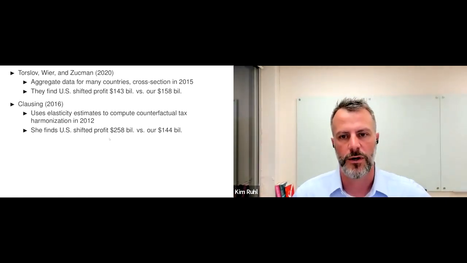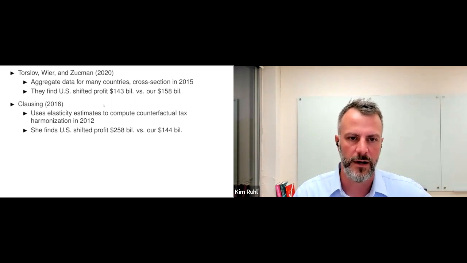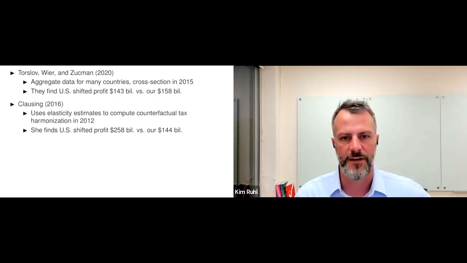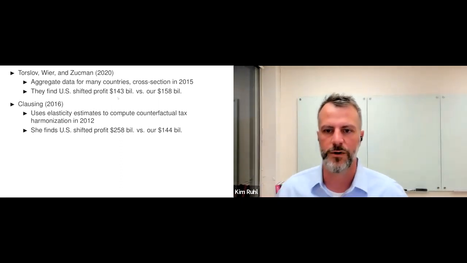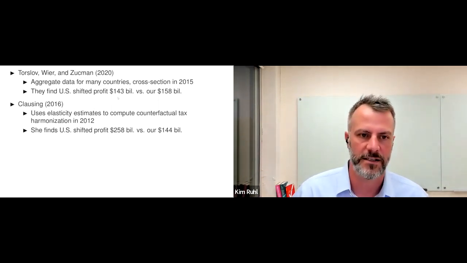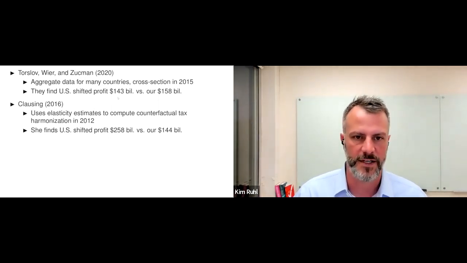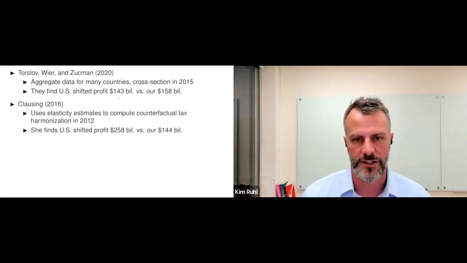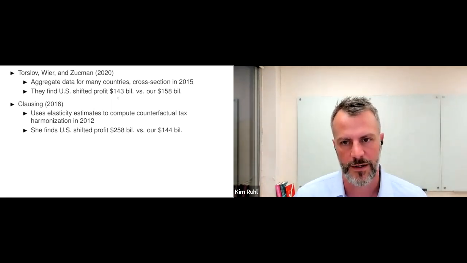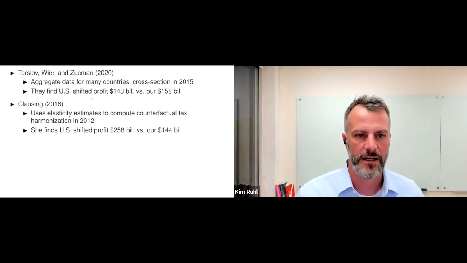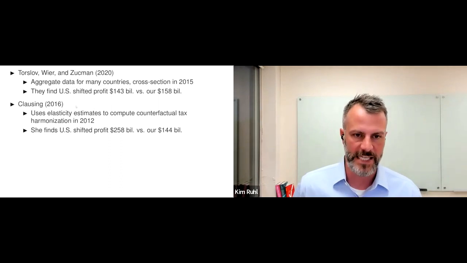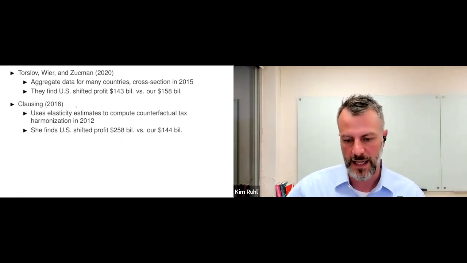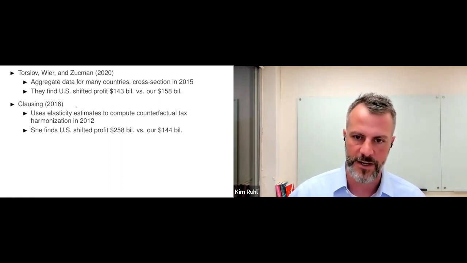The original work shows in 2015. So comparing their number for the United States with ours, they find about $143 billion in 2015 versus our $158 billion. So pretty close, given that we're using entirely different data sets, similar methodologies, but different data sets. So that's I think a nice robustness check on both of our works, that we're finding numbers that are pretty close to each other. A second kind of well-known paper by Kim Klossing basically takes estimates of the elasticity of profit shifting to tax differentials.